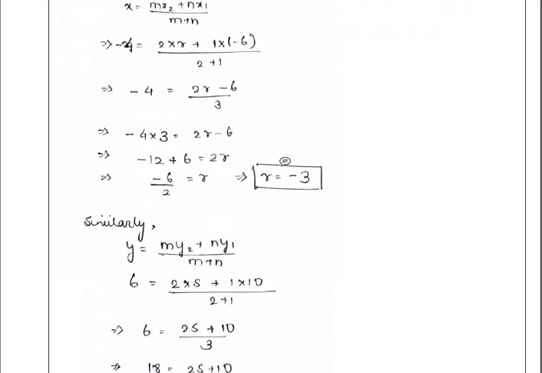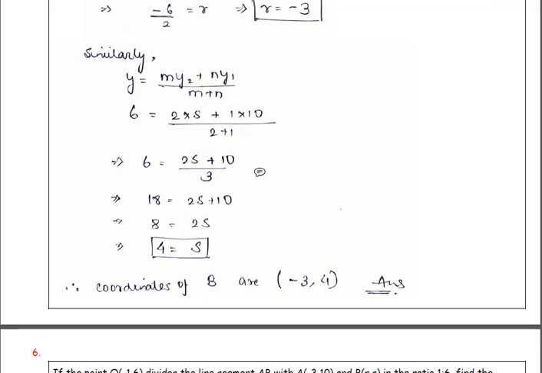तो अब Y के लिए सेम चीज अप्लाई करेंगे. You can pause the video, check the calculation. S will come to be minus 3, 4. Sorry, S comes out to be 4, and hence the coordinates of B are -3, 4. क्योंकि R, S था, R is -3, S is 4. So the point B is -3, 4.